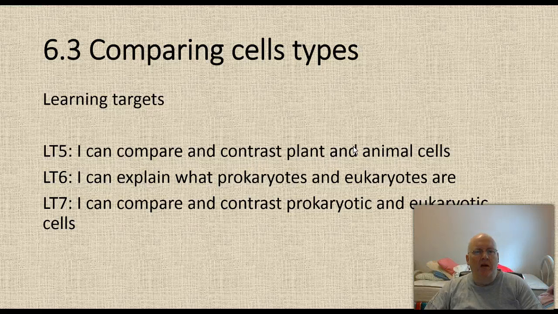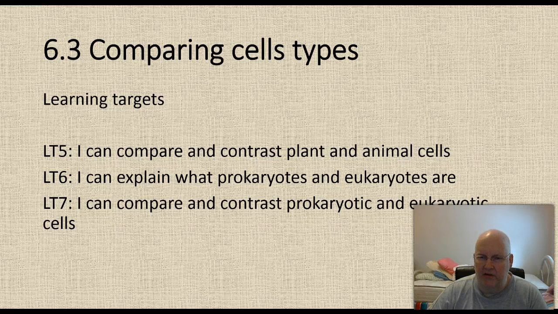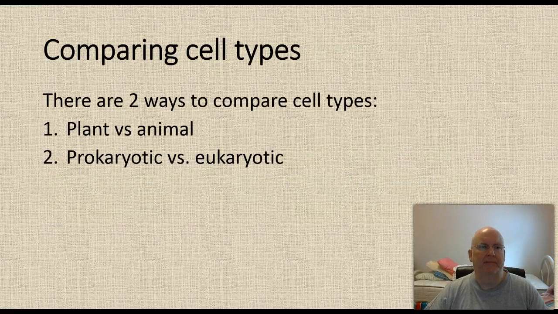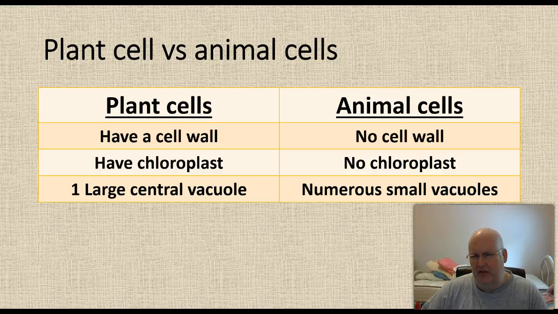So when we talk about comparing cell types, there's two ways of doing that: plant versus animal cells, and prokaryotic cells versus eukaryotic cells. You and I are eukaryotes. We are an organism that have eukaryotic cells. So let's take a look at the comparisons. First, we'll do plant and animal cells. Okay, there's the two ways to compare. Here's plant versus animal. This is pretty simple. I'm not going to read this to you. Just know those differences.